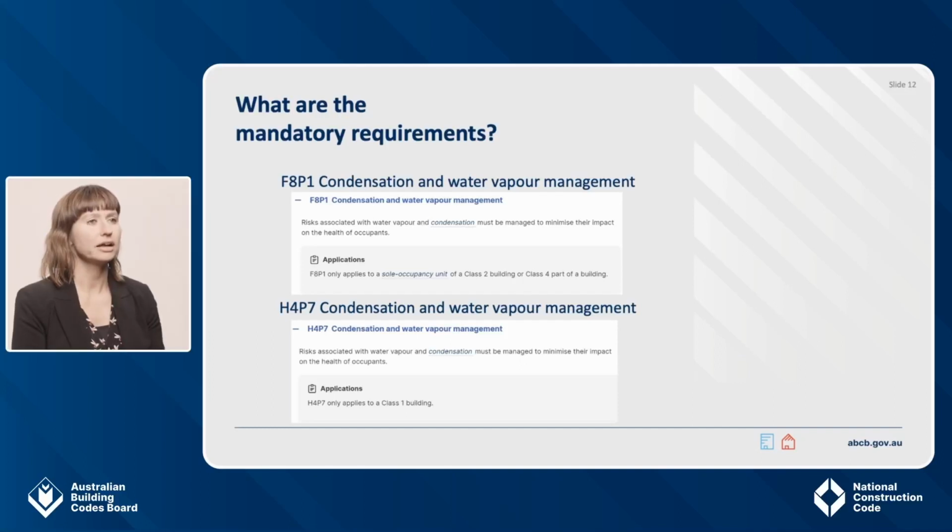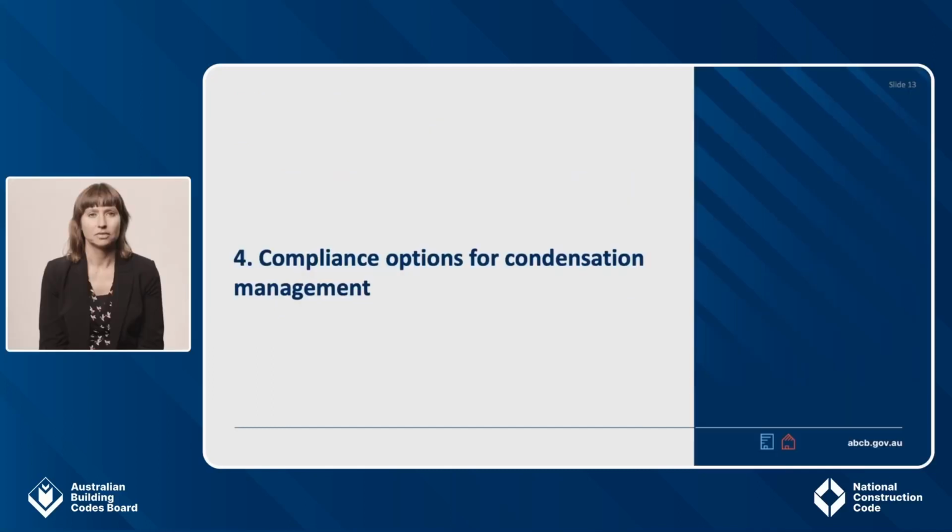Here it's worthwhile highlighting again that the NCC provisions only apply to residential buildings, which means a Class 1, a sole occupancy unit of a Class 2 building or a Class 4 part of a building. These mostly include houses, townhouses and individual apartments. Okay, so what compliance options are available for condensation management?